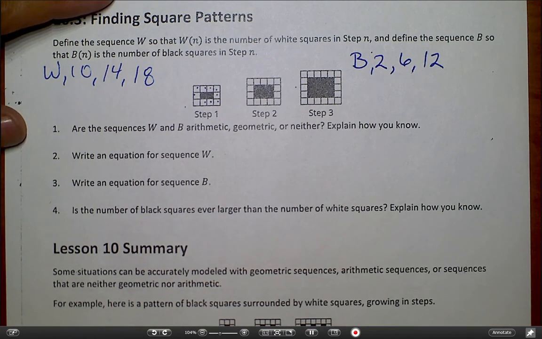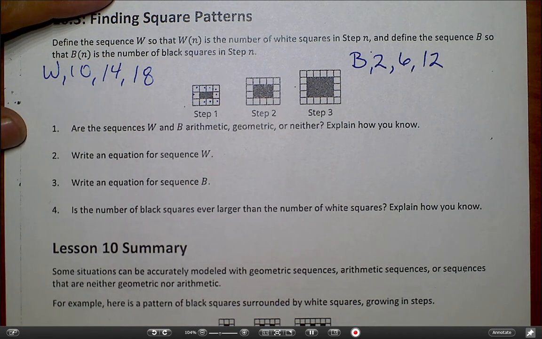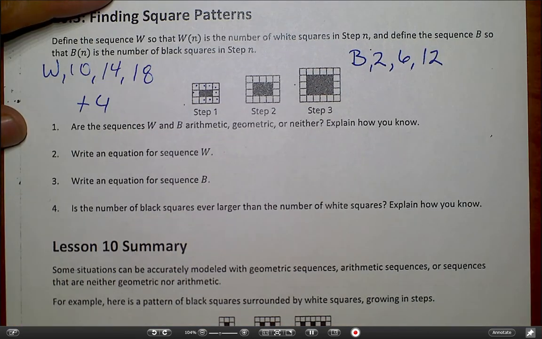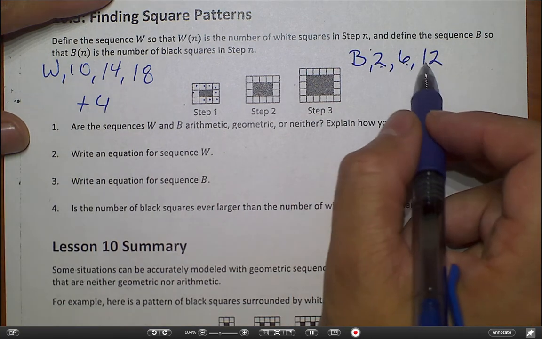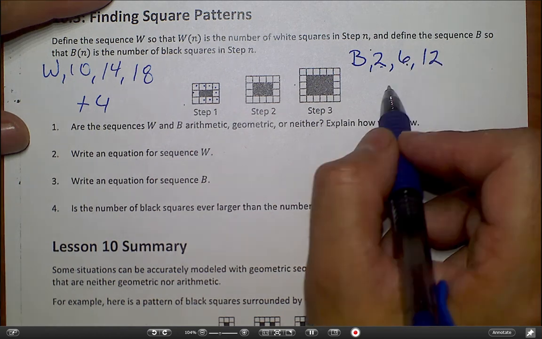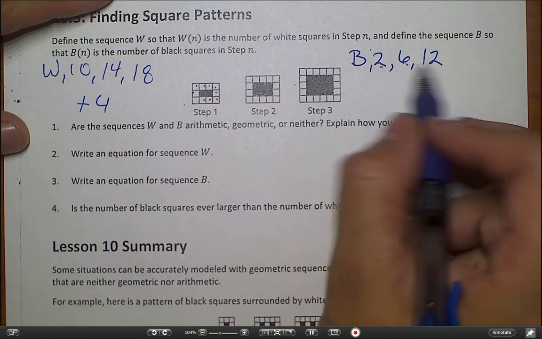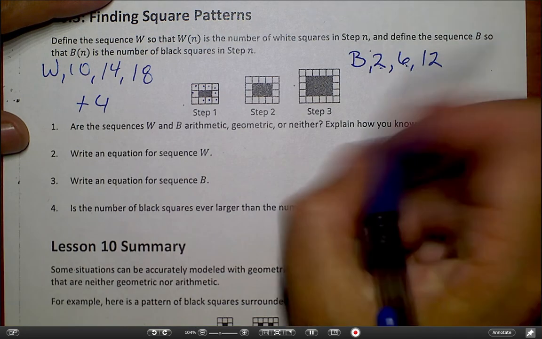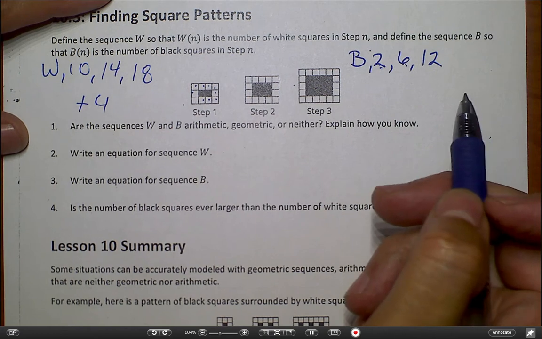All right, so now let's take a look at what the pattern is. So for the white, what am I doing? Add 4, right? What about the black? Times 3. What's 6 times 3? Times 2. What's 2 times 2? So what do I say this one is? Neither. Right? Now, I'm going to show you the pattern on this, so hopefully it's going to help.